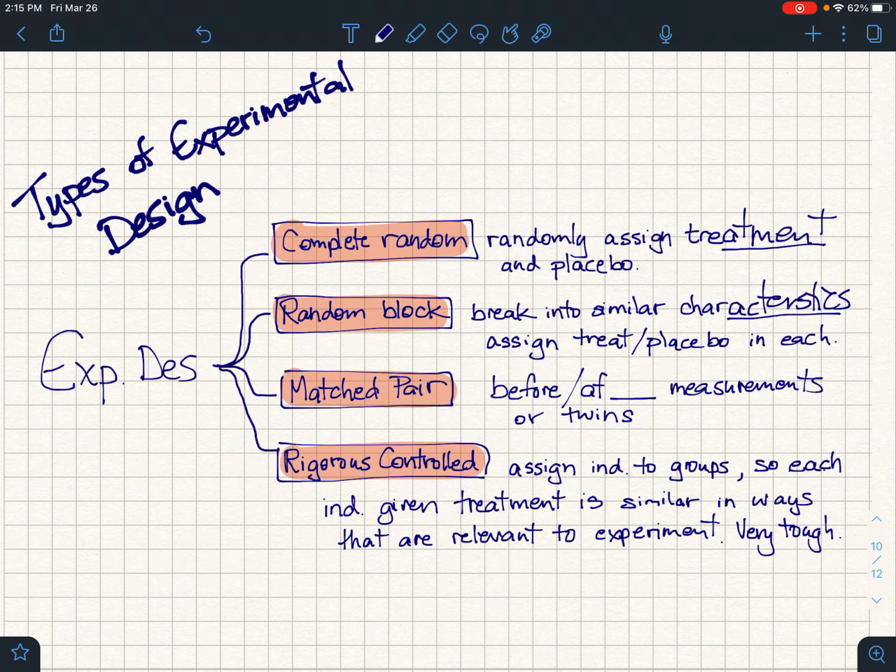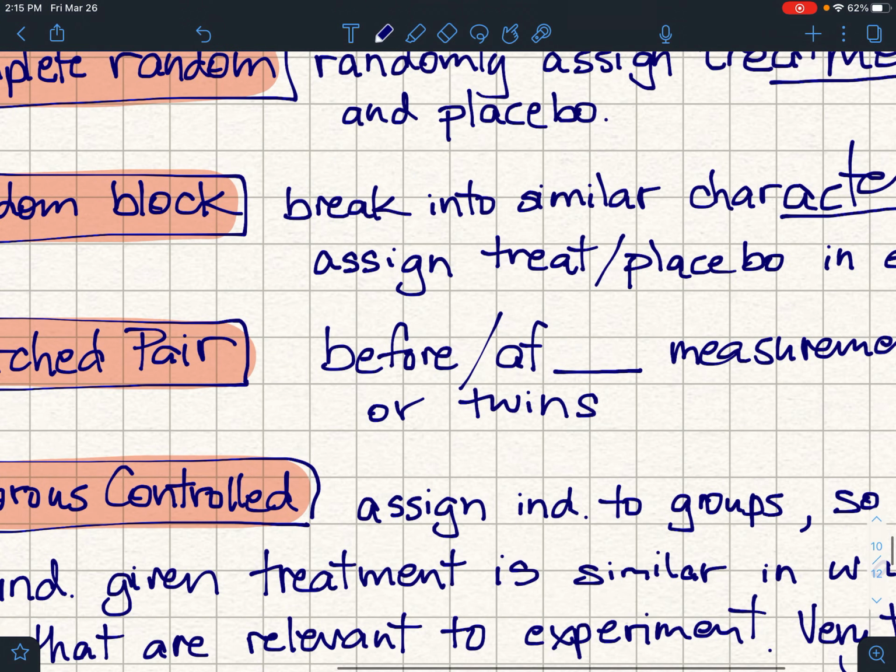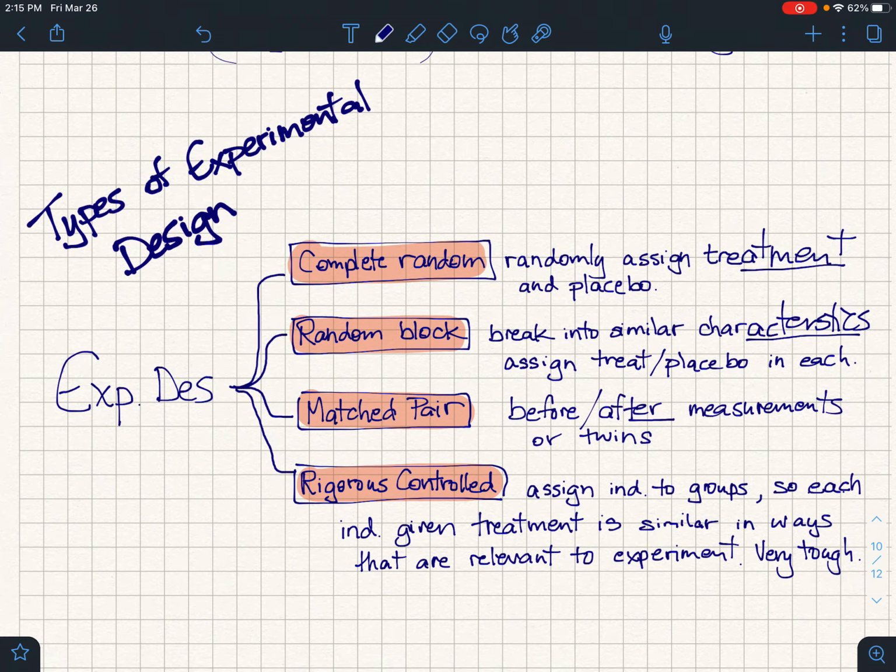Finally, you can have what we would call a matched pair. And the matched pair is typically a before and an after. So you look at what happens to a person before and then what happens to a person after. Sometimes this is frequently done with twins as well, because they carry a lot of similar characteristics, having the same parents.